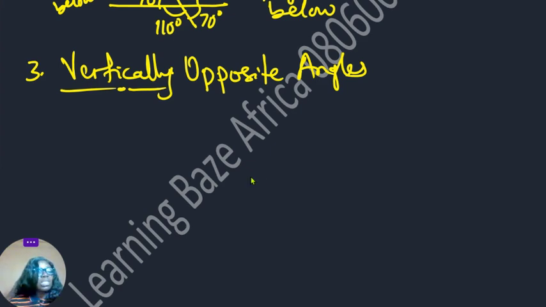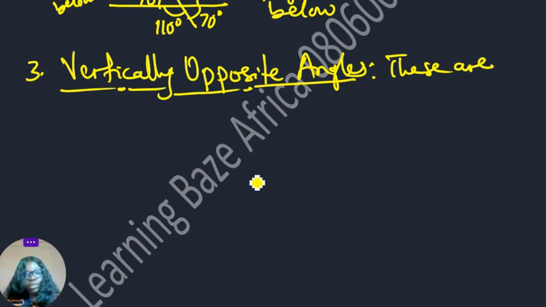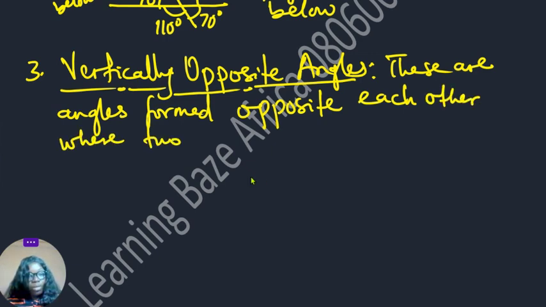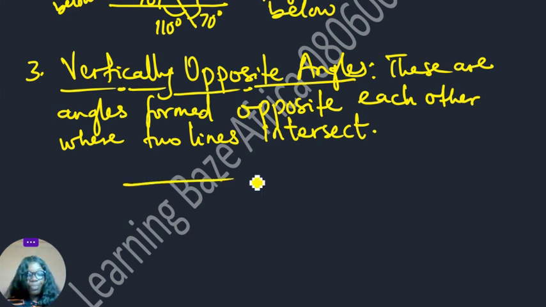These are angles formed opposite each other, where two lines intersect. So we call vertically opposite angles X angles, and you're going to learn why.